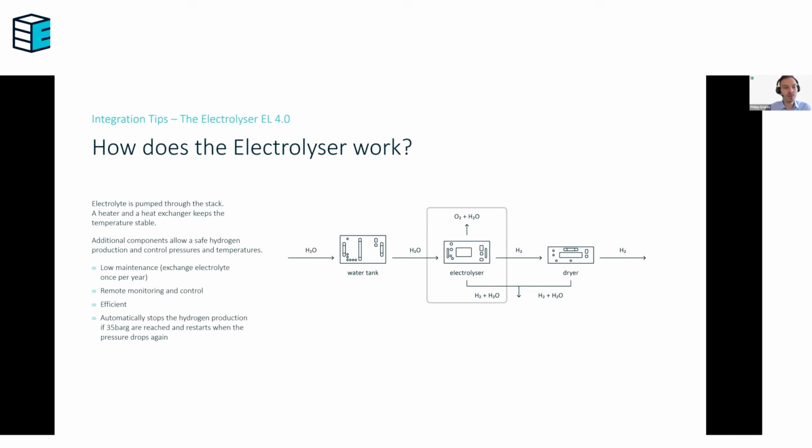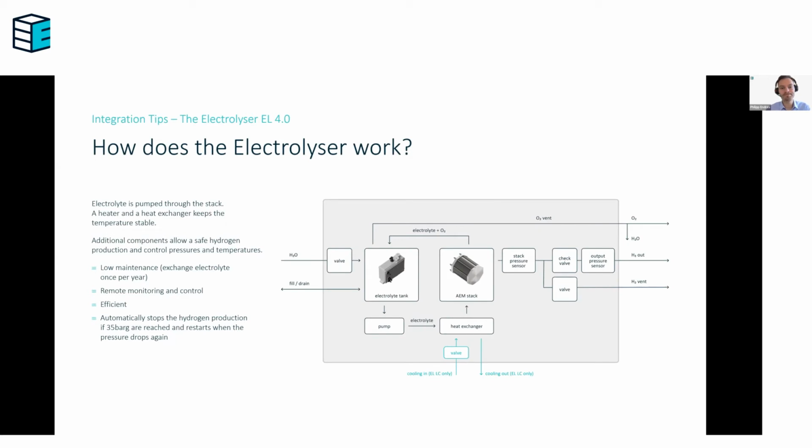But you have low maintenance, you have remote monitoring and control, and you have a very efficient device. It also automatically stops the hydrogen production when it reaches the 35 bar maximum pressure, or 8 bar if you have a Korean or Japanese version of the electrolyzer. That works completely automatically. Once the pressure drops to a specific threshold, it will restart the production. Of course, you can change all that depending on your individual setup. The pressures are adjustable, of course.